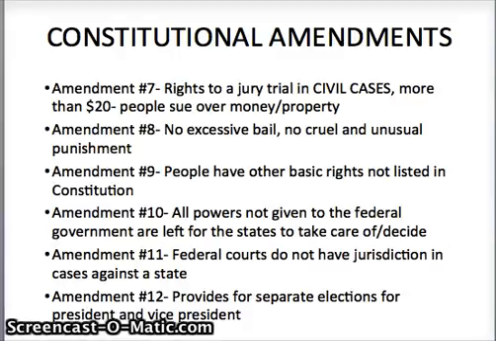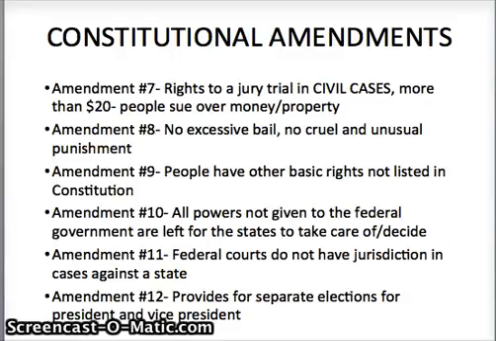Amendment 7, right to a jury trial in civil cases, more than $20. People tend to sue over money and property, so this is how you can do it. Amendment 8, no excessive bail or cruel and unusual punishment. Amendment 9, well, you've got other rights, but we didn't say them, so there are other rights. Amendment 10, if it's not listed here, it's a state right. And that's the Bill of Rights.